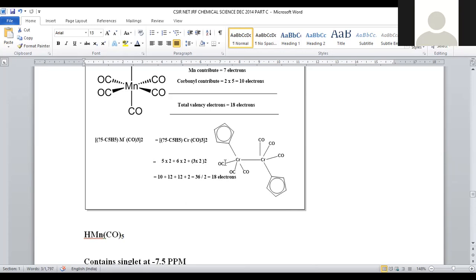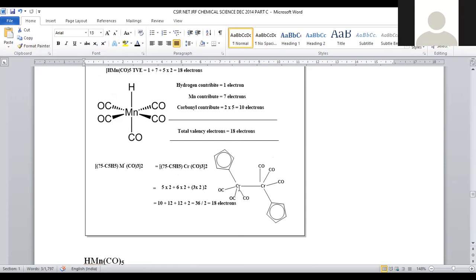In this manner, if we go for the calculation: 5 into 2 is 10, 6 into 2 is 12, and 3 into 2 taken 2 times is 6 into 2, which is 12 again. And one more, the metal-metal bond also contributes 2 electrons. This is the thing that makes this question tricky. The chromium-chromium bond contributes 2 more electrons. So the total valence electron count becomes 36. 36 by 2 gives an 18 electron system.